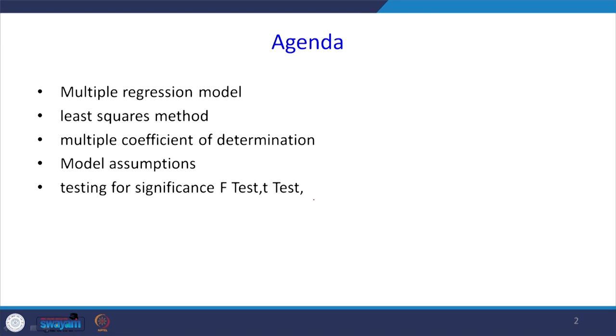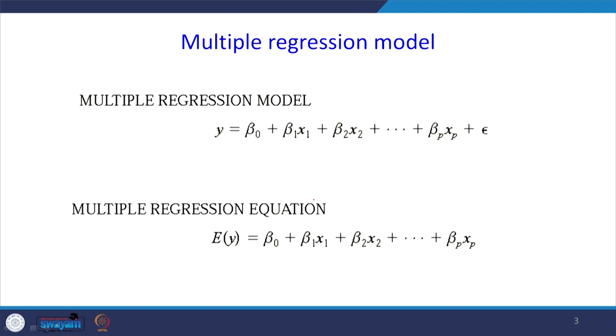In the multiple coefficient of determination, I am going to explain what adjusted R square is also. Then, what are the assumptions in multiple linear regression? Then I am going to test the significance by using the F test and T test. What is a multiple regression model?